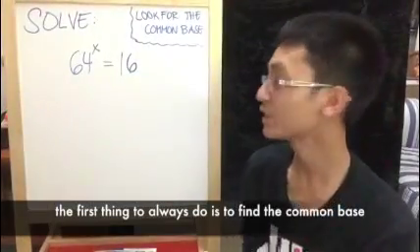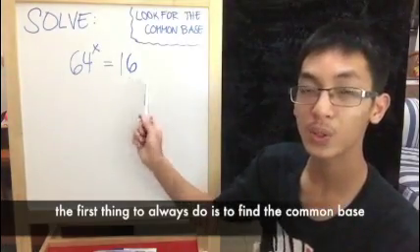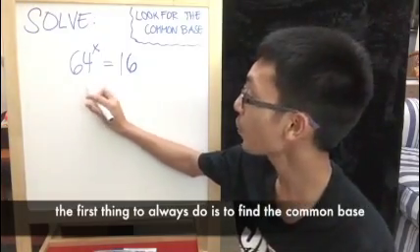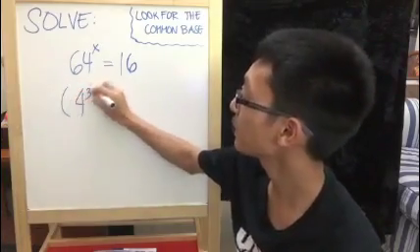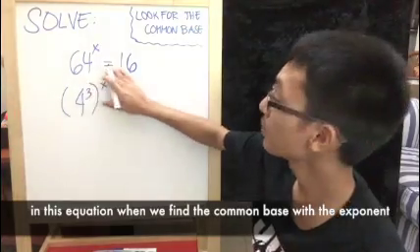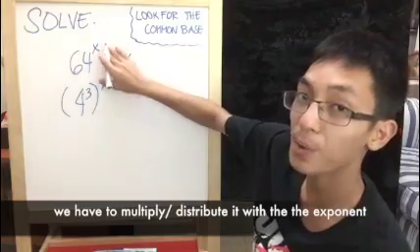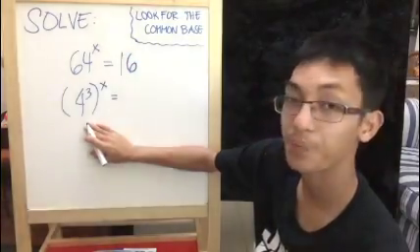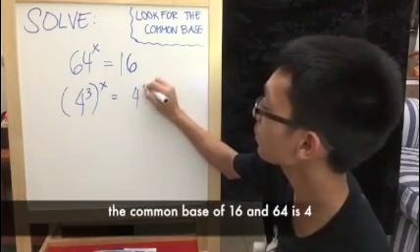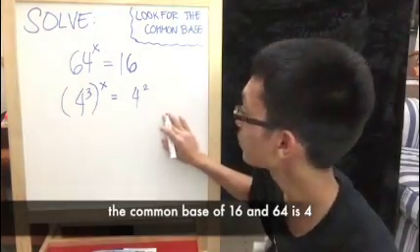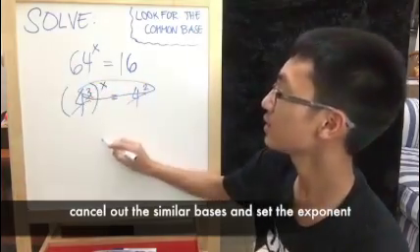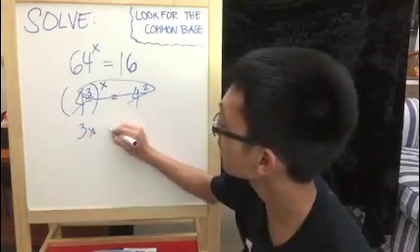So here's another example, which is 64 raised to x is equal to 16. The first thing to do is come up with the common base. The common base of 64 gives you 4 cubed, multiplied by the power of x, because in this common base you need to multiply it by the exponent, the power of x. So 4 to the power of 3x is equal to the common base of 16, which gives you 4 squared, because 4 times 4 is equal to 16. Then cancel out the similar bases and set the exponents, which gives you 3x is equal to 2.